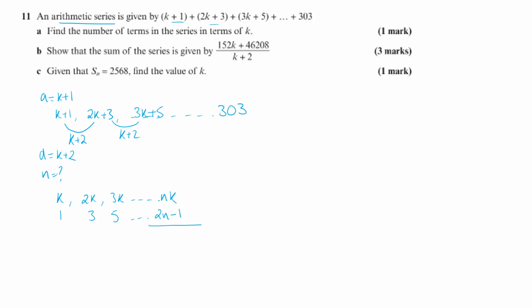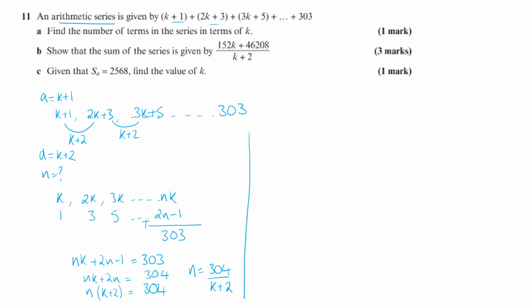Now those two parts add up to the 303. So we've got nk plus 2n minus 1 equaling 303. So we have nk plus 2n is equal, take the minus 1 to the side, 304. Take n out as a common factor because that's what we're trying to find. So n is equal to 304 divided by k plus 2. So that's one method of doing it.